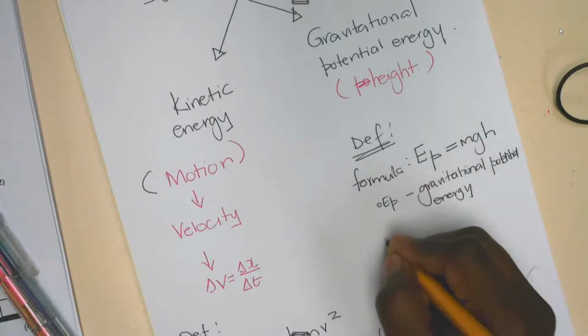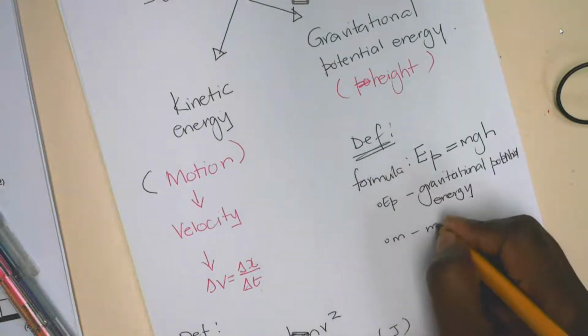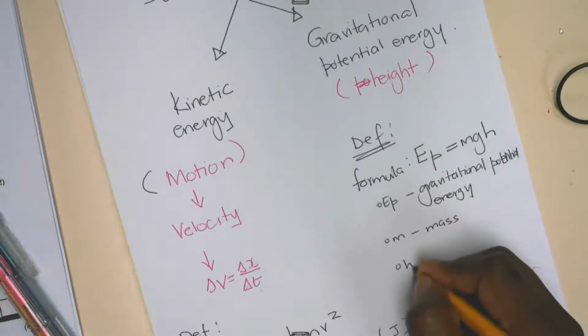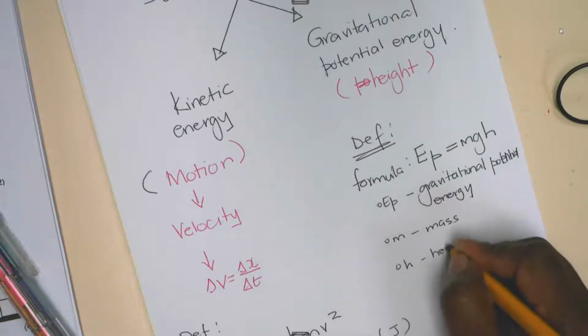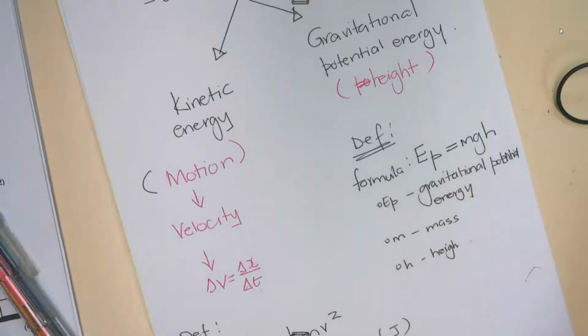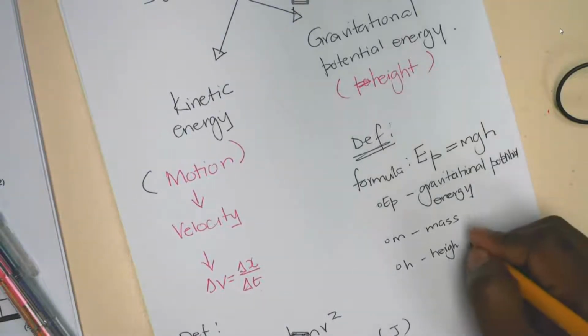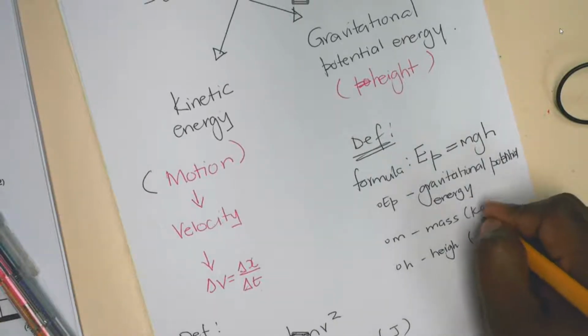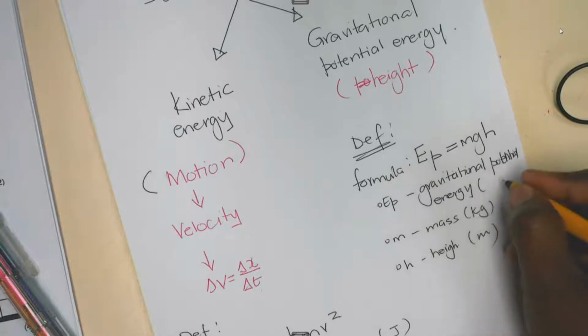And again, m is the mass of the object, and h is the height of the object above the surface of the earth. The units: your height in meters, your mass in kilograms, and your energy in joules.